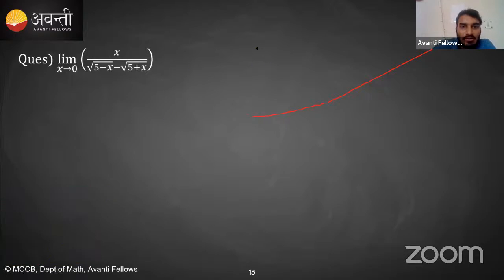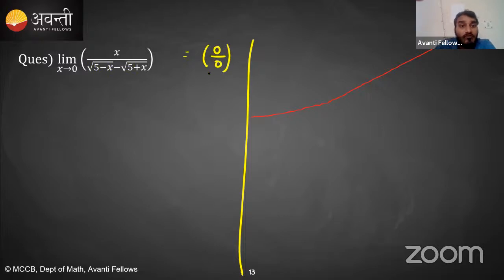So again, what is this question saying? Limit x tends to 0, x upon under root of 5 minus x minus under root of 5 plus x. Right? So first of all, at x equal to 0, the numerator is becoming 0, and in the denominator, putting x equal to 0, root 5 minus root 5 is 0. So it is again a form of 0 by 0. How will we get rid of it?